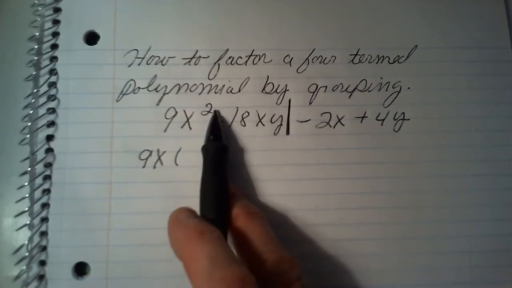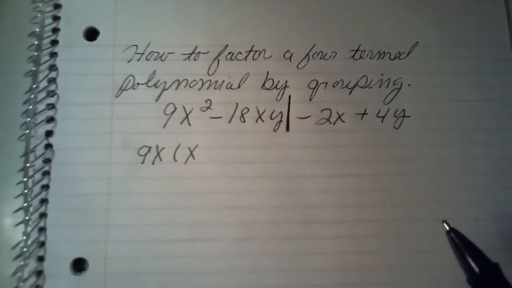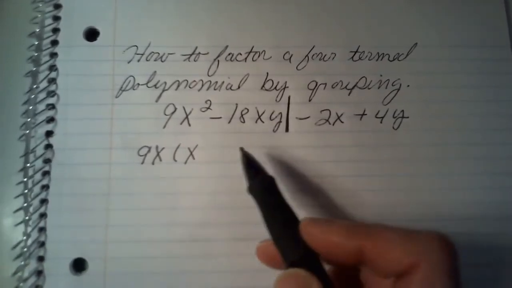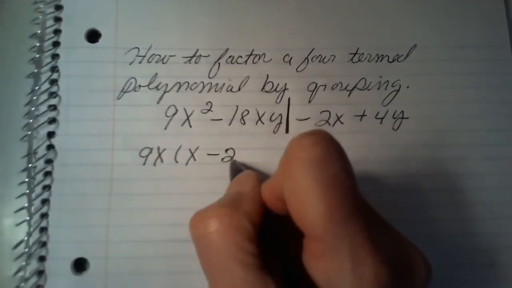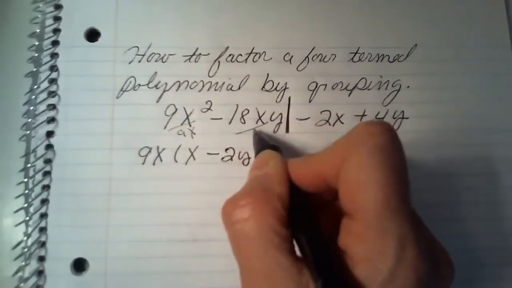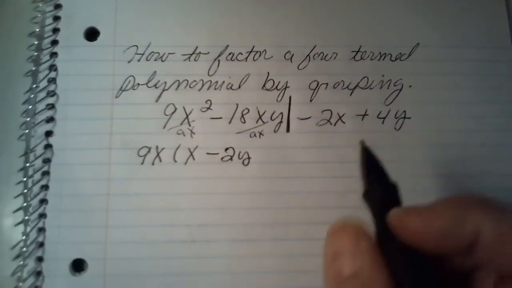Well, 9x squared divided by 9x is going to give me just an x. 18xy divided by 9x is going to give me a 2y. Sometimes it's helpful to just write the 9x underneath the term, to see what you're mentally dividing away from that term.